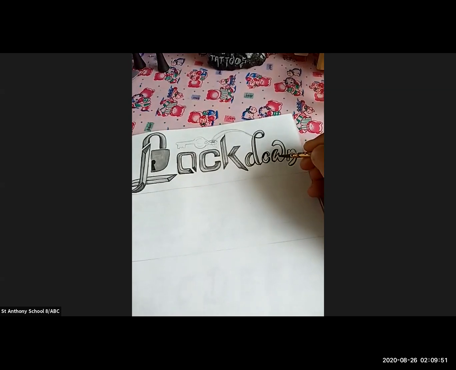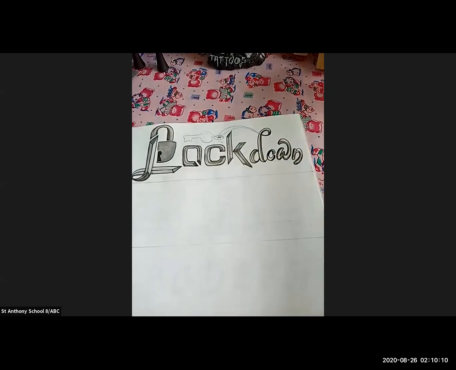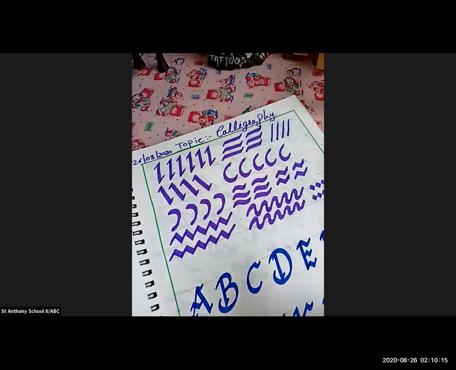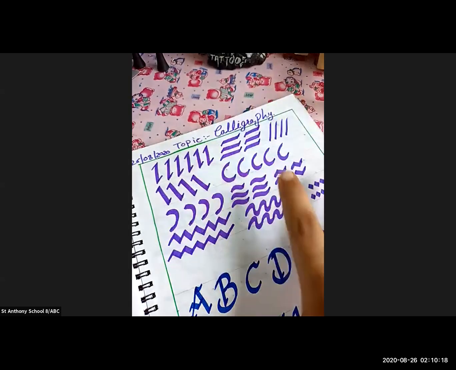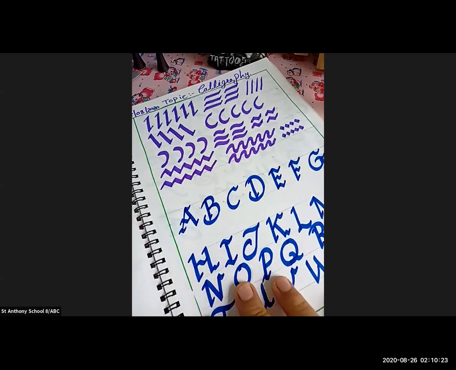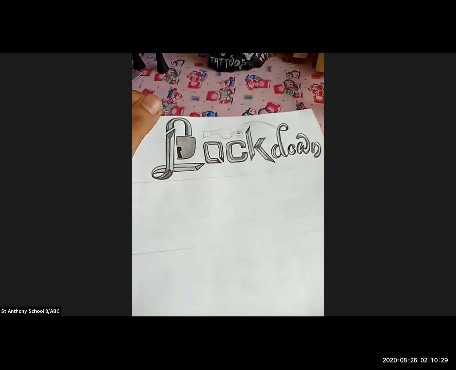Here I'm almost completed with this part. Just look at this. This is how you're going to write your lockdown. It's very important, and this is the topic of calligraphy. There are 2 to 3 types. First, on one page you have to write the basics. The second page will be your alphabet, and the third page will be your lockdown. This is the lockdown. So this is how you're going to do it.